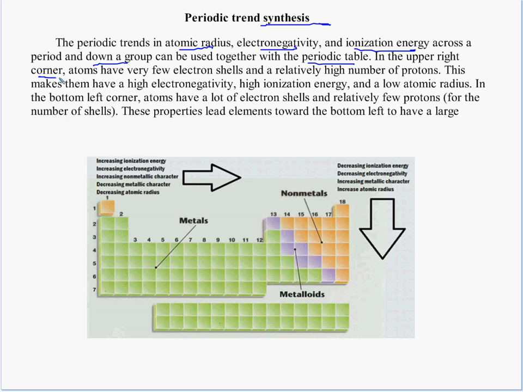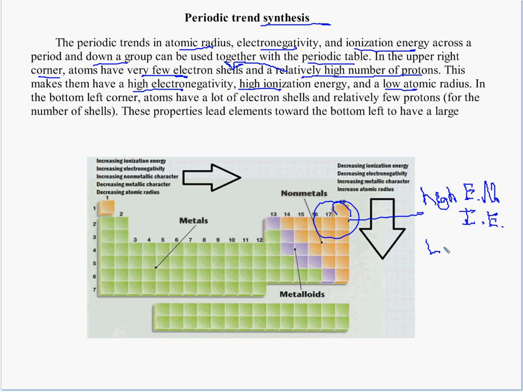In the upper right corner, atoms have very few electron shells and a relatively high number of protons. So relative for the shells. They don't actually have that many protons, it's just relative. This makes them have a high electronegativity, high ionization energy, and low atomic radius. So up here, this is high electronegativity and ionization energy, and it's a low atomic radius.